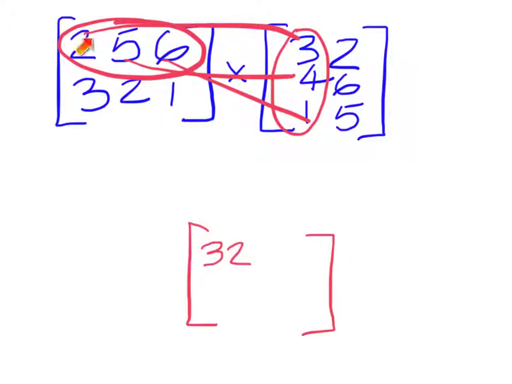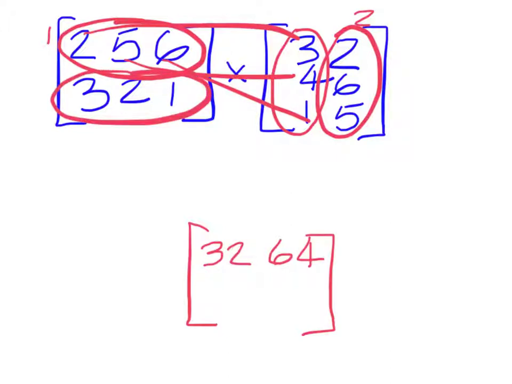Again, you're multiplying 2 by 3, 5 by 4, 6 by 1, adding all the results and putting them here. And then stay with that row, but use this column. And in that case, you would have 2 times 2, 5 times 6, and 6 times 5. So that would be 4, 30, and 30, which would give you a 64. And it's got to go in row 1, column 2, because that's what you multiplied, was row 1 here, column 2 there.